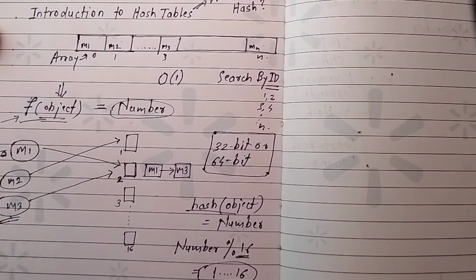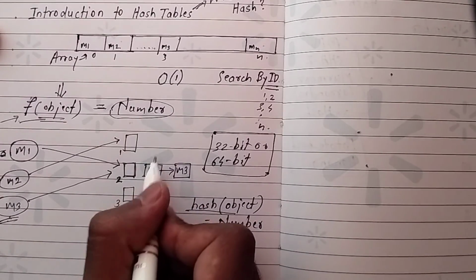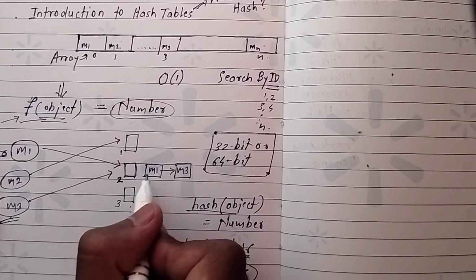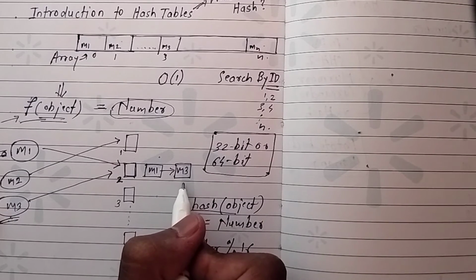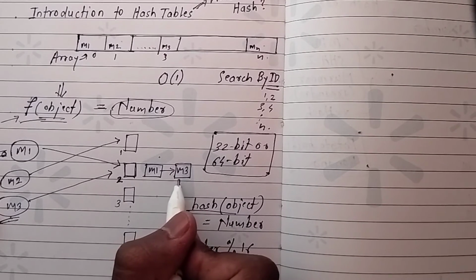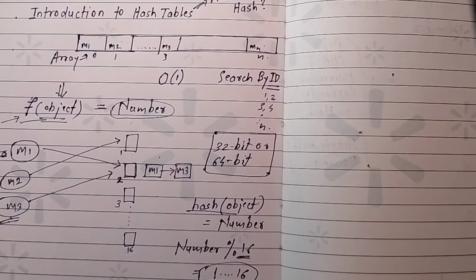Now there is a linked list, so I will iterate over this linked list one by one, and I will check whether m1 is equal to m3. It is not, so I will move on to the next node in this linked list. Is m3 equal to m3? Yes, so I will just return the value present at this node in the linked list. So that is how the read operation will work.